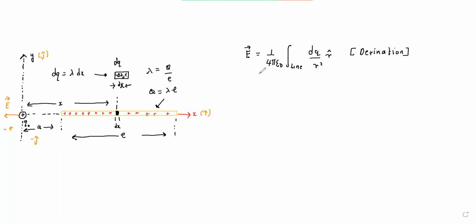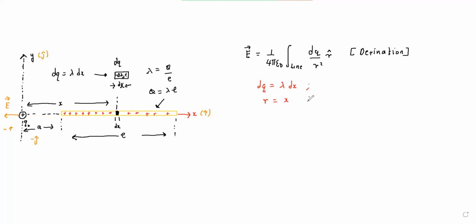All right. From this equation here, from definition, we already know how to find this dq. It's lambda dx. What is our r? Our r is x. So now, what about this r here, which is the r unit vector?